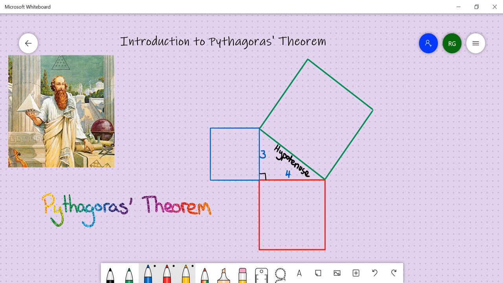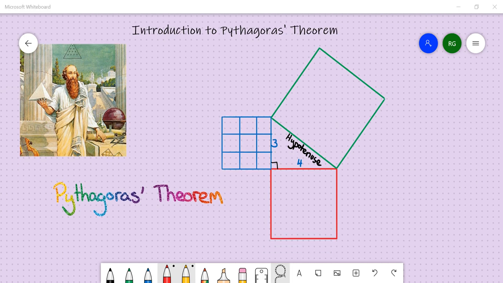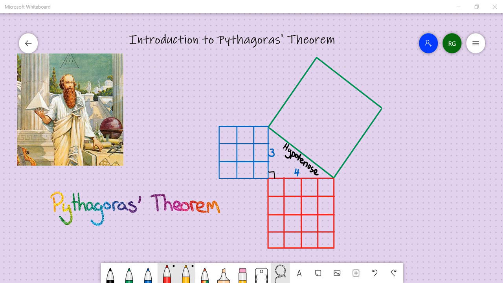Now, Pythagoras determined that if you squared the value of 3, you would get a value of 9. So 3 squared is 9. And as you can see in my little diagram, I have 9 little blue squares. If I then also square the other shorter side of the triangle, the 4, we're going to get 16, like so. 16 red squares. Now the question is, how many squares would fit in the green box?